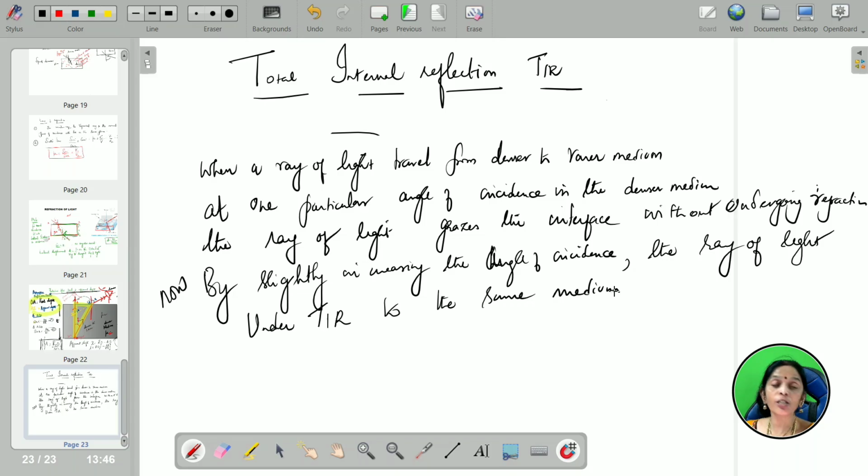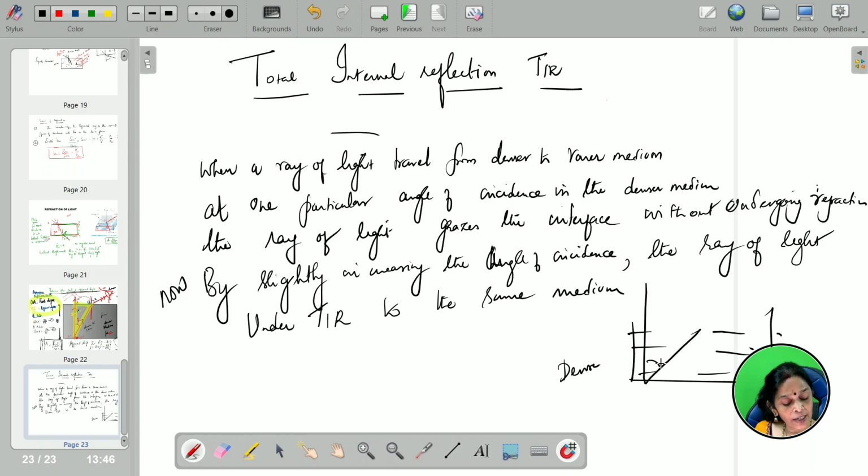Just now I showed you the same thing. So now this is the denser medium, and this is the normal. At one particular angle of incidence, the ray of light just grazes the interface. So at that point r is equal to 90 degrees. If you slightly increase the angle more than that, instead of undergoing refraction in the other medium, it is totally internally reflected.